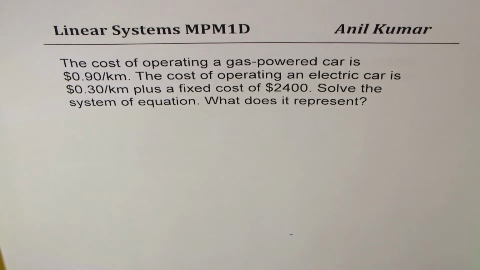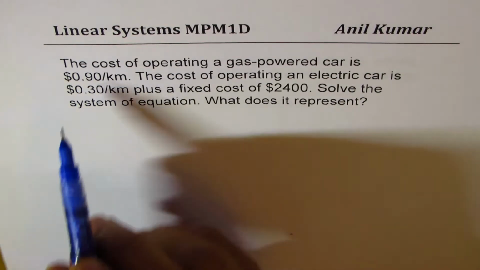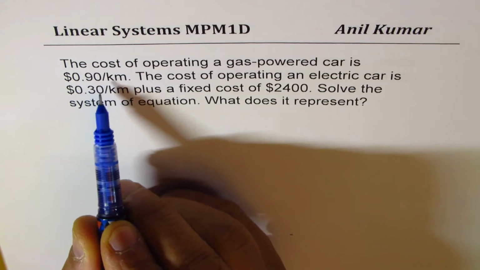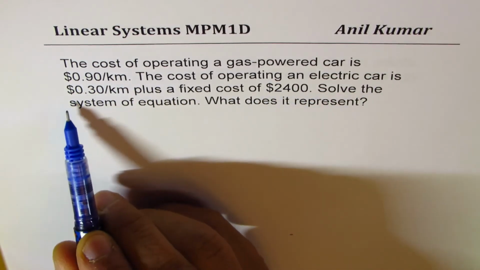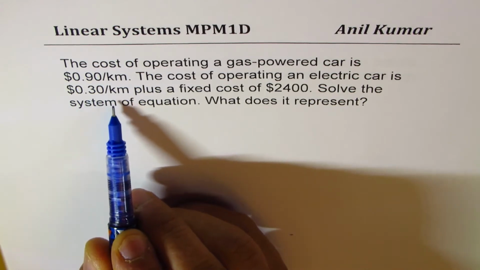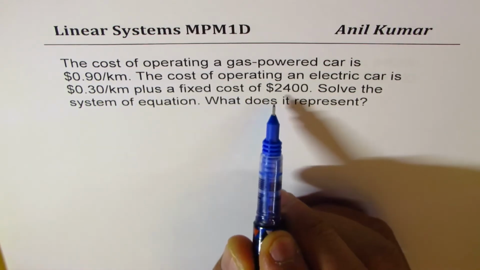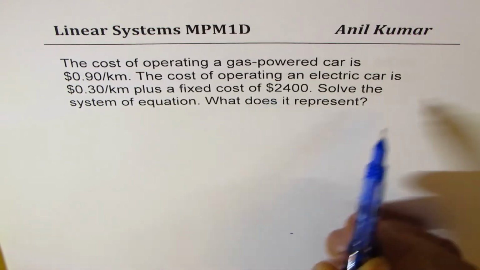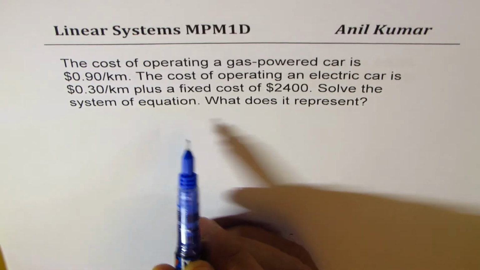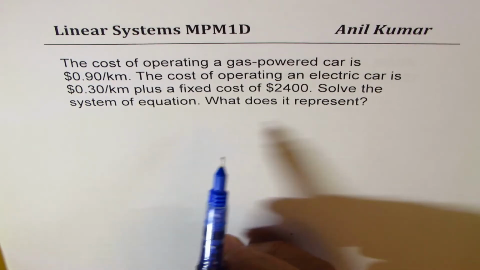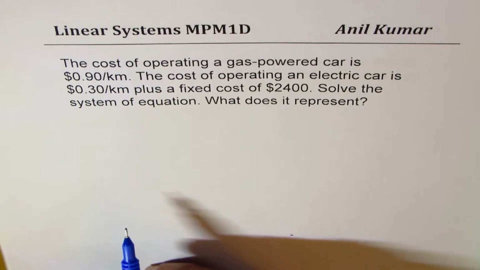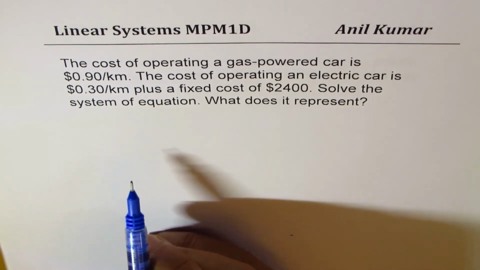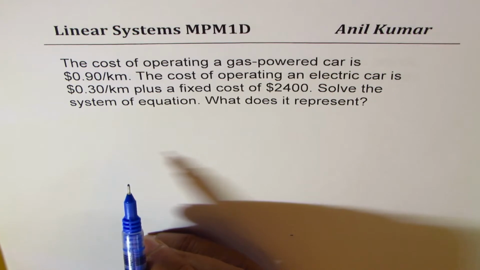The question here is, the cost of operating a gas powered car is $0.90 per kilometer. The cost of operating an electric car is 30 cents per kilometer plus a fixed cost of $2,400. Solve the system of equations. What does it represent? Now, whenever we talk about linear systems, we are dealing with more than one equation, right? So from the given situation, let's first write down the equations.